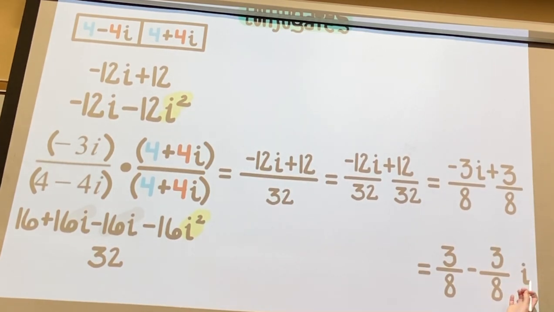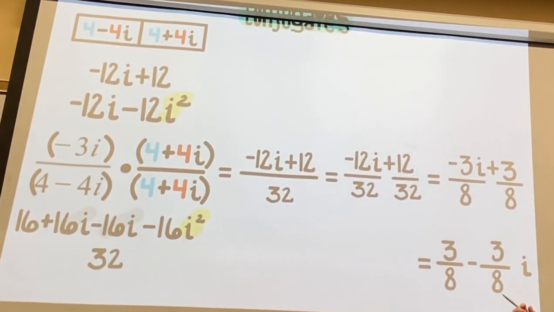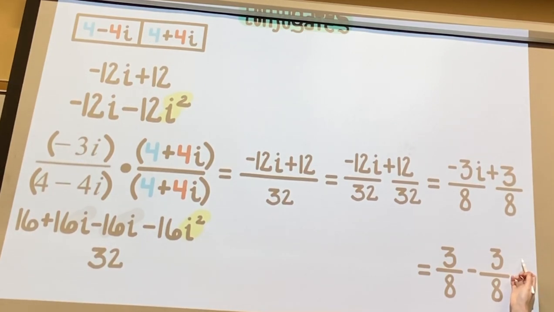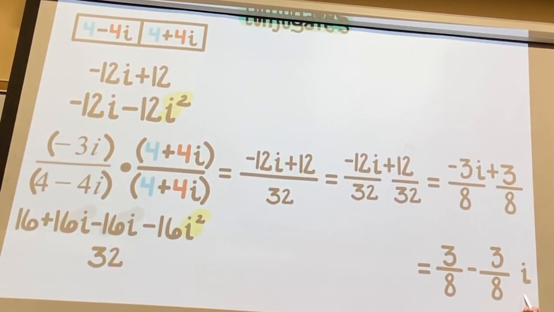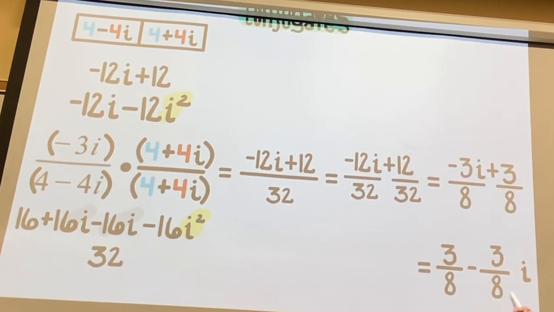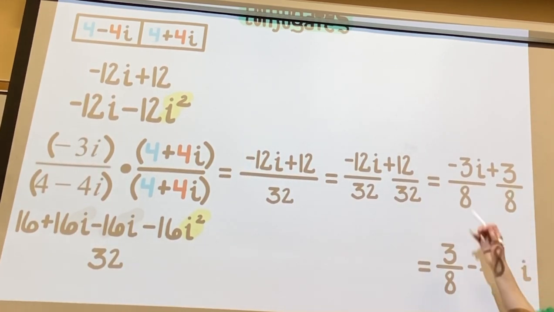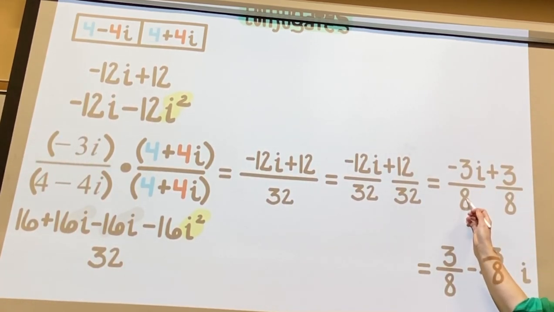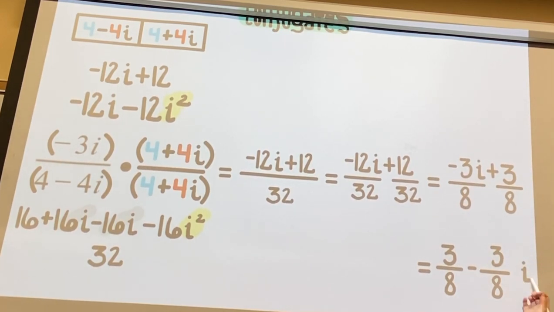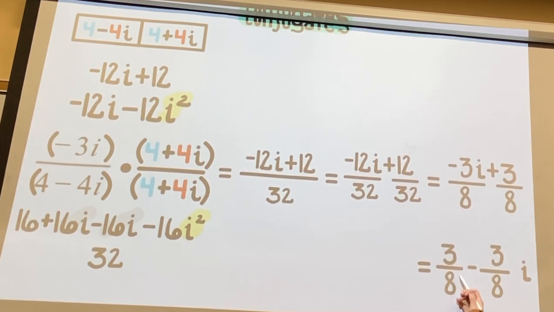Now I put the i off to the side, and the reason I can do that is this i would be over 1. Numerator times numerator, denominator times denominator. If I took 3 times i over 8 times 1, I would have my 3i over 8. That's why we can put the variable on the side. And the reason I'm doing that is my a is 3/8. My b is negative 3/8, a plus bi. We can see clearly the a and the b.